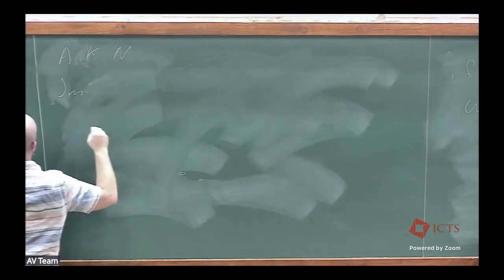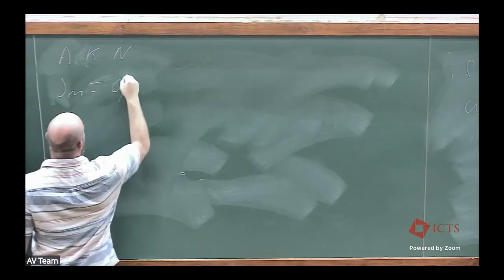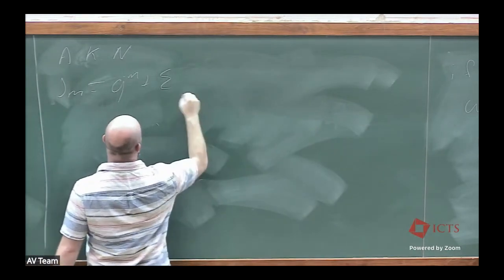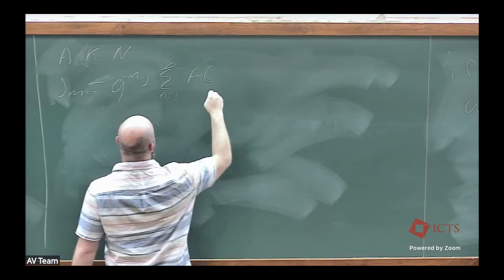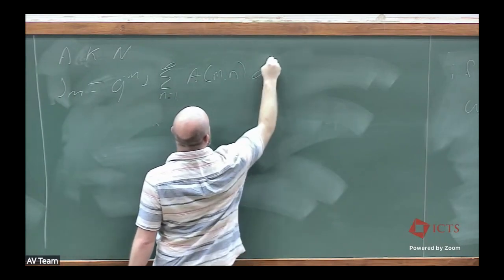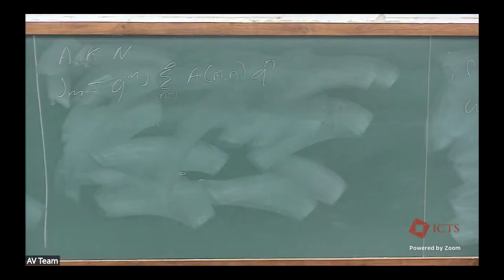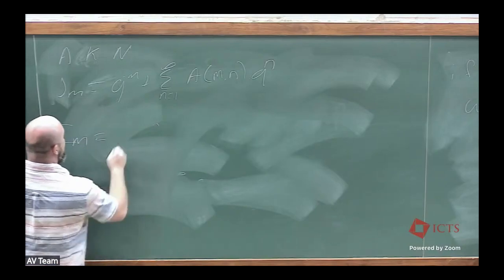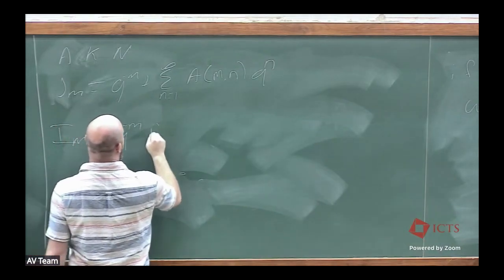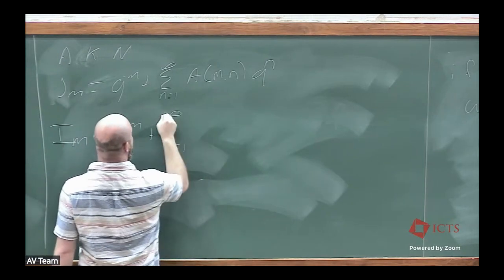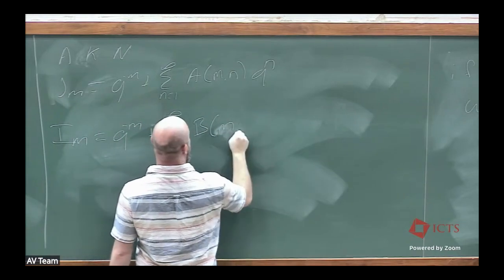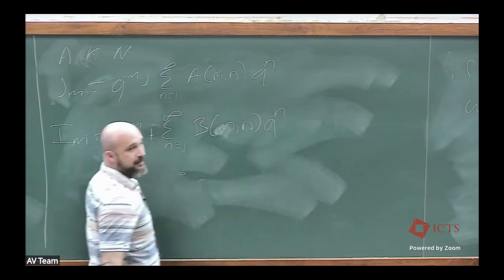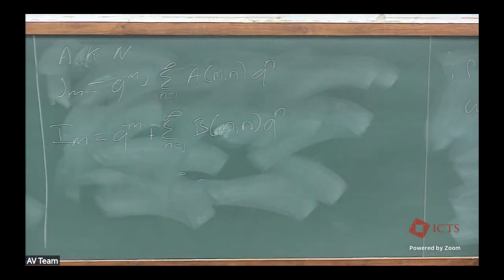So let me make this a little bit more explicit. Let's say J_m is equal to q to the minus m plus the sum from n equals 1 to infinity of a(m,n) q to the n. So we'll name all of these coefficients here. And then we have these I_m, which are going to look again like q to the minus m plus the sum from n equals 1 to infinity of b(m,n) q to the n. And we have this really beautiful duality result.